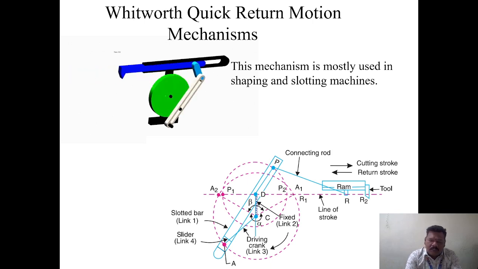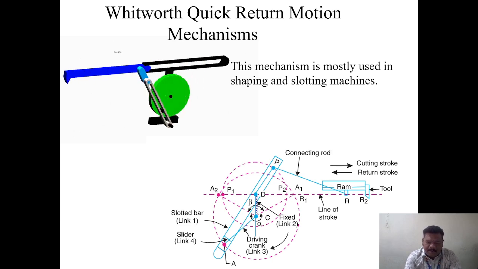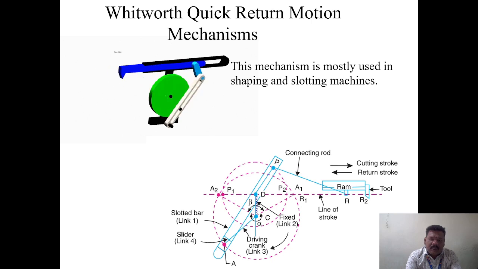There are two types of strokes that occur in the Whitworth quick return mechanism. One is the cutting stroke and the other is the return stroke. The name itself tells us: the cutting stroke is slow in motion and the return stroke is very quick in motion. So the name itself shows it is a quick return mechanism.